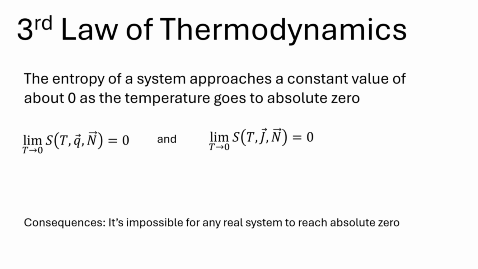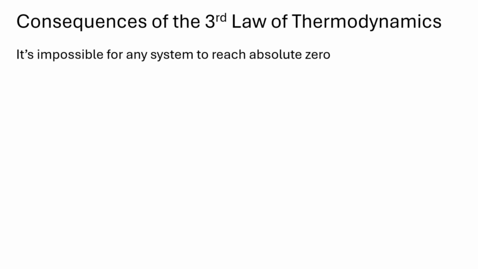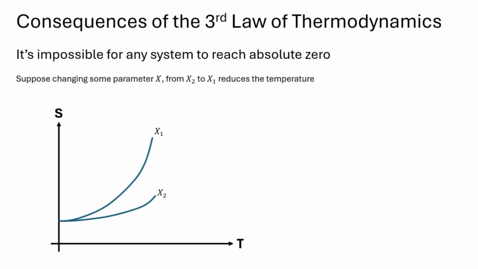Moving on, the third law of thermodynamics says that the entropy of a system will approach a constant value of about zero as the temperature in the system approaches absolute zero. As a consequence of the third law of thermodynamics, it's impossible for absolute zero to actually be reached for any system. For proof, let's look at a plot of entropy versus temperature.